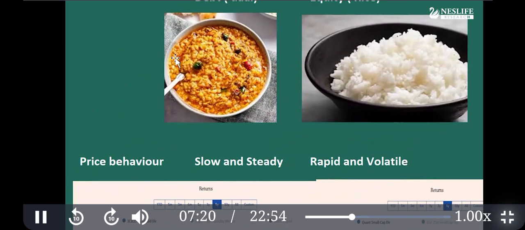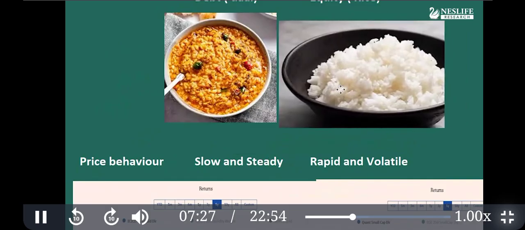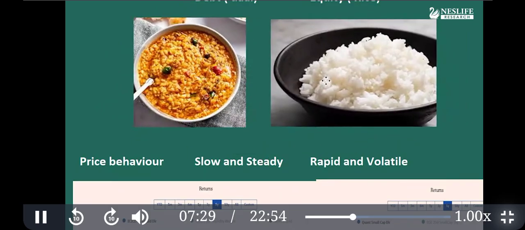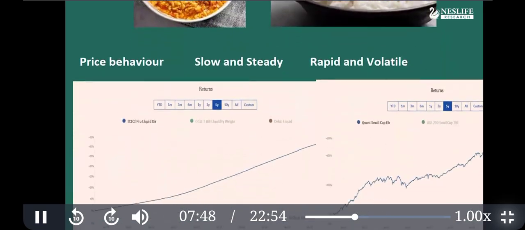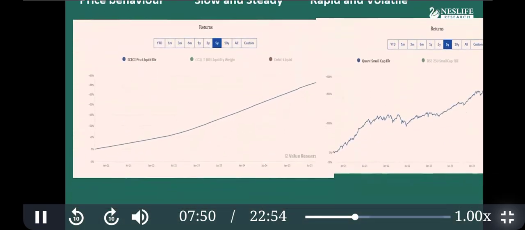The price behavior of the debt product is slow and steady. The price behavior of equity product is rapid and volatile. So ultimately, your return and risk will depend upon the price. Bhav Bhagwan Che. So from today onwards, you can start saying now Bhagwan Che. Net asset value is now Bhagwan Che. Okay. And everything depends upon the price. So let's understand how the price of debt product behaves.